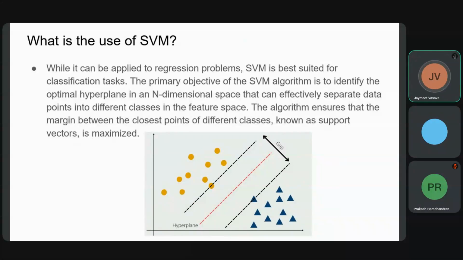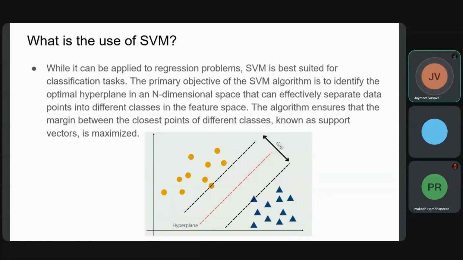So what is the use of SVM? Though SVMs are mostly used for classification tasks, they can also be used for regression tasks. Though SVMs are best suited for classification tasks. How do they work? The algorithm is to identify the optimal hyperplane in an n-dimensional space that can effectively separate data points into different classes in a feature space.